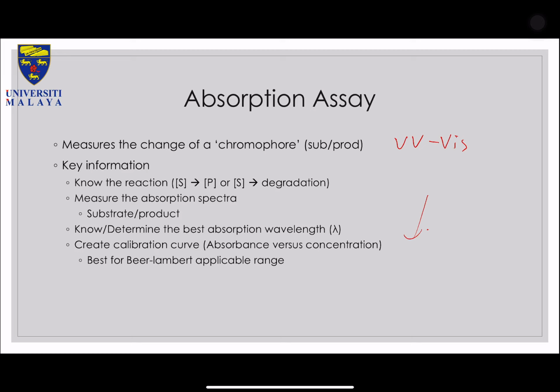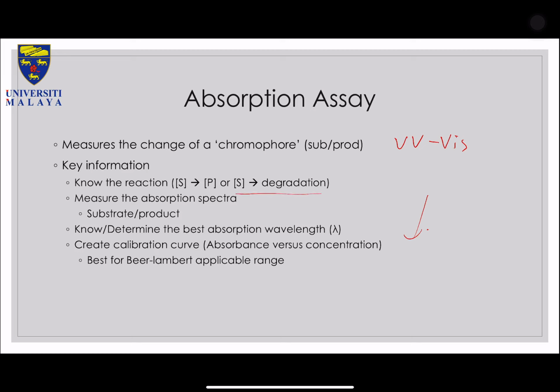Some key information that you need to know during your absorption assay is, first, you need to know the reaction. You need to know whether a substrate is converted into a product, and whether the substrate or the product is the chromophore, or just one of them is a chromophore, or whether the substrate will be consumed and degraded into something else, which is not even a product.